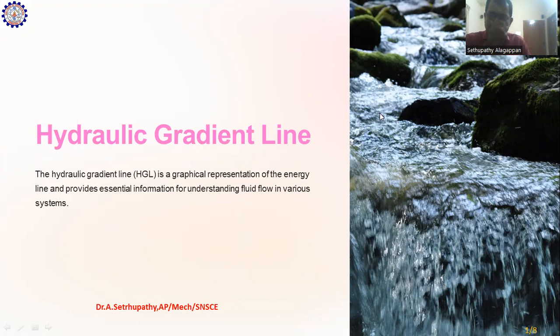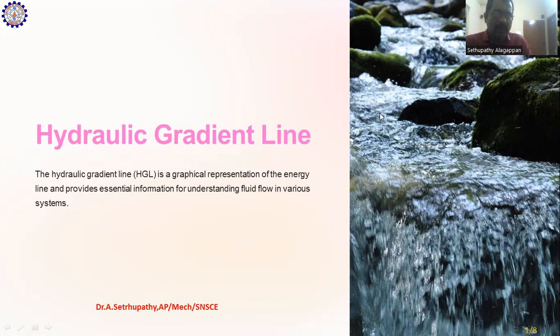Bernoulli's equation says the fluid energy overall through the pipe is the same, but in the hydraulic gradient line the fluid is flowing through a slope or tapered sections. What are the variations in the pressure lines? They will be graphically represented by this hydraulic gradient line. So we will go through this topic.